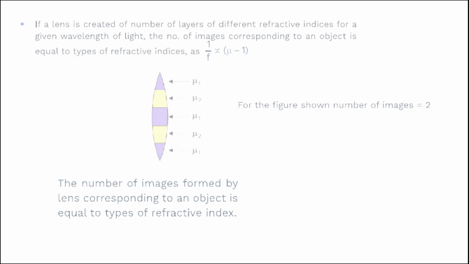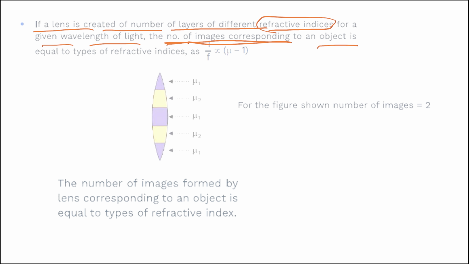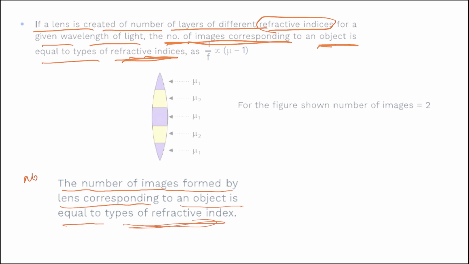Okay, now see here, the concept is also given to you. In the lens, for creation of images in the different refractive indices of a given wavelength of light, the number of images corresponding to the object is equal to the types of refractive index. Okay, they are equal, right? So ये note point है बच्चे, and this point is also very important. जितने number of refractive index होंगे उतने number of image होंगे.